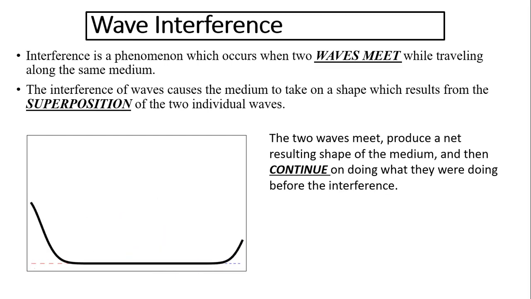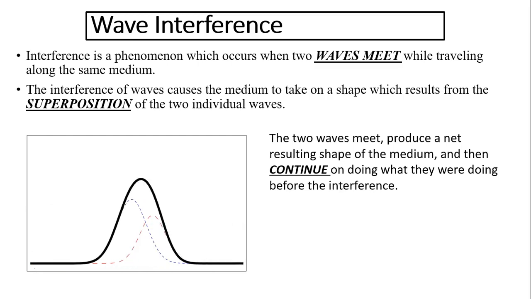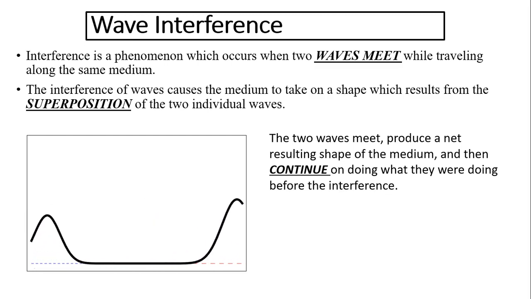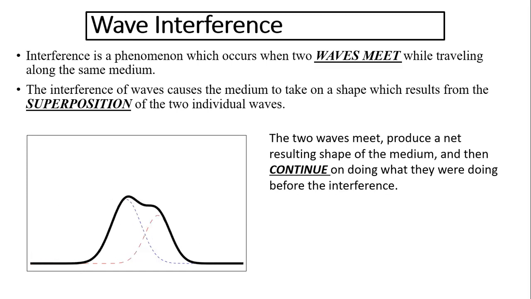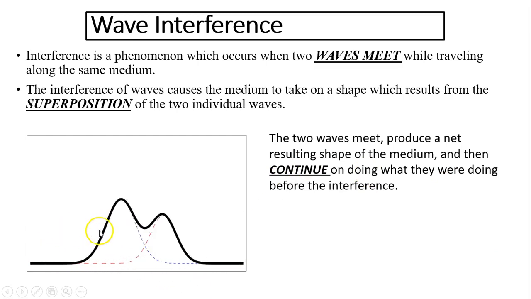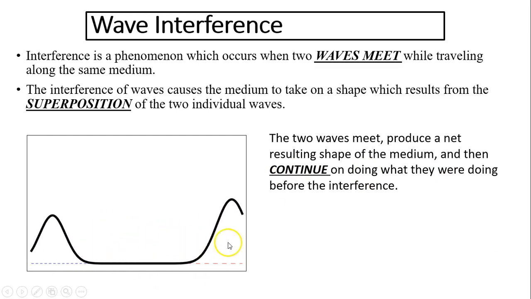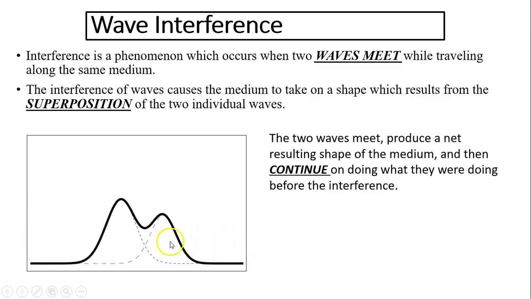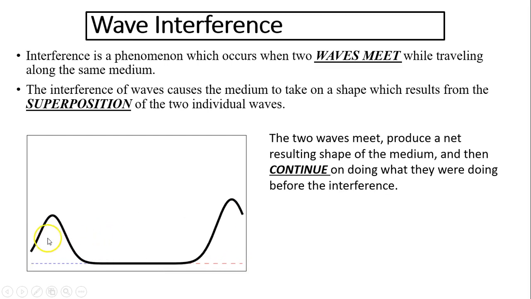After the two waves meet and produce a net resulting shape of the medium, they will then continue doing what they were doing before the interference. Take a look. The big one travels to the right. Afterwards, it still travels to the right with the same shape as before. The small one goes to the left, and still goes to the left after the interference.